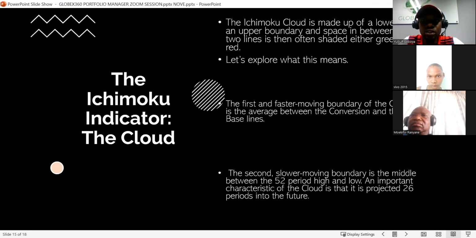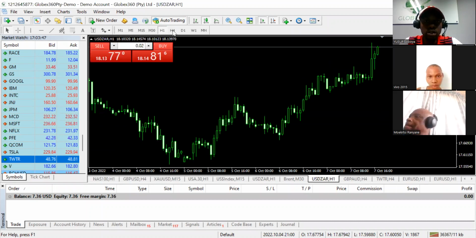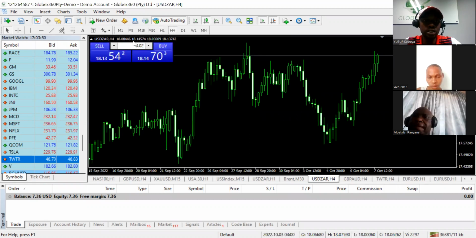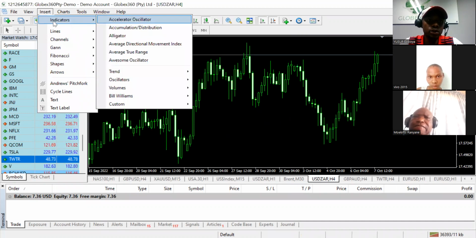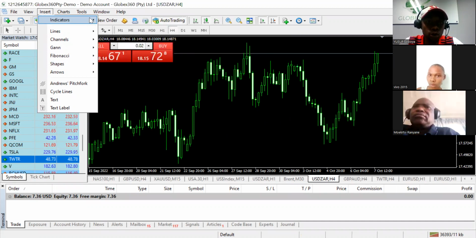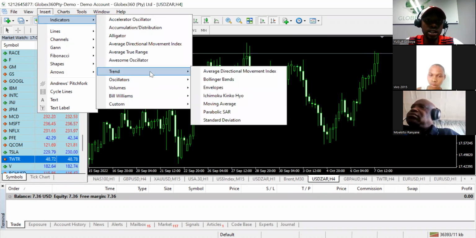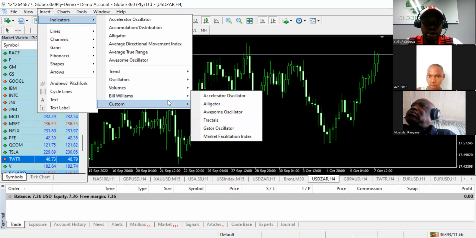All right, guys. So for Ichimoku, we can hold on here for just a little bit of a demonstration, then we close. Maybe we'll do more on another day so that we can understand it properly, because it's a lot. So you go on Insert, Indicator. Under indicator, you look for Ichimoku. There are different indicators, as I said earlier: trend indicators, oscillators, volume indicators, Bill Williams indicators, and custom indicators.